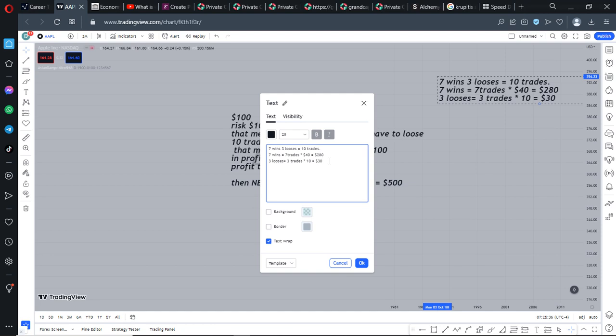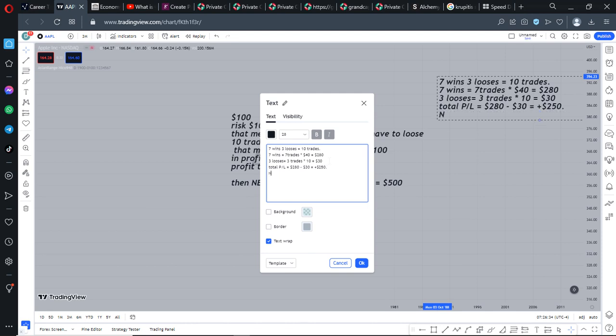Now we have seen this, and then we have total income, total profit and loss. So let's do it like that. We have total profit and loss is equal to $280 minus $30, right? 280 minus 30, what would that give you? We're having total profit and loss of plus $250, right? So we have plus $250 in our account.